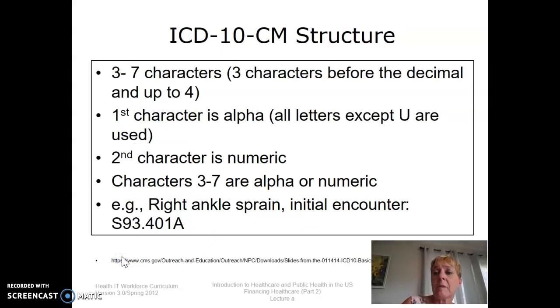Here's an ICD-10 structure, which you'll learn about next year. It's an alphanumeric structure. There's a decimal point. There's 3 characters before the decimal point, and you can go up to 4. First character is alpha. Second character is numeric, a number. And then 3 through 7 can be alpha or numeric. So here's just an example of a code. This is a sprain of the right ankle, initial encounter. There's your diagnosis. The code is S93.401A. And you'll learn how to look those up next semester.